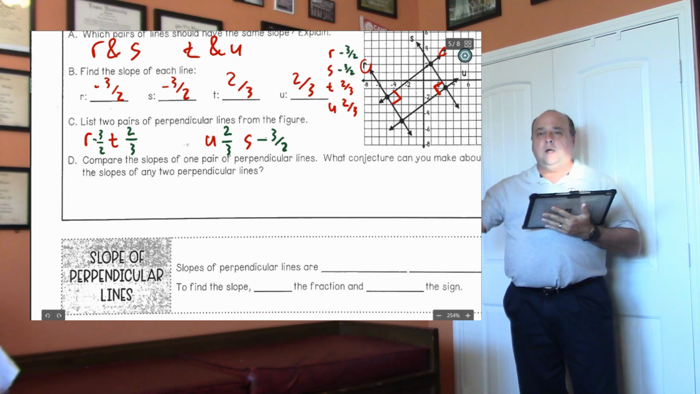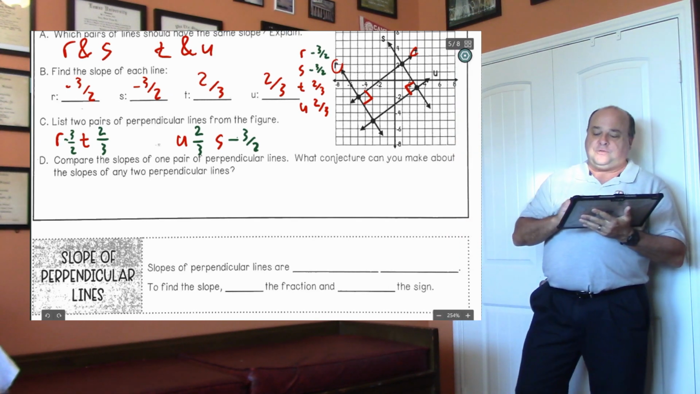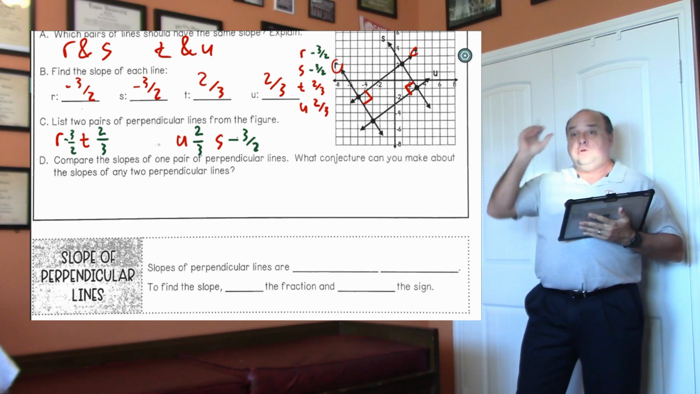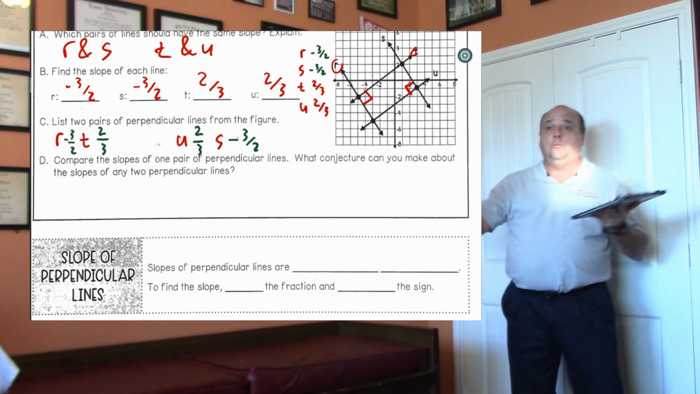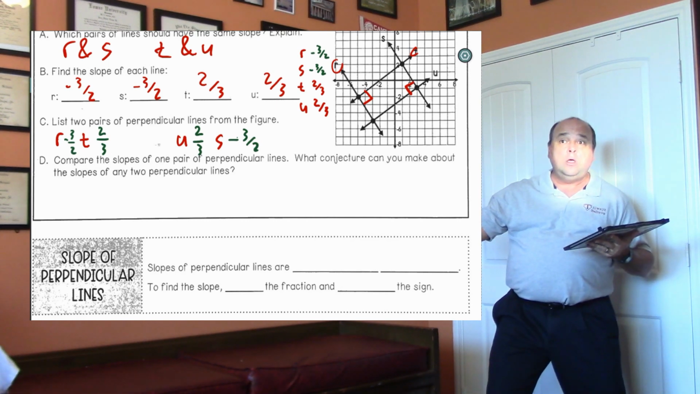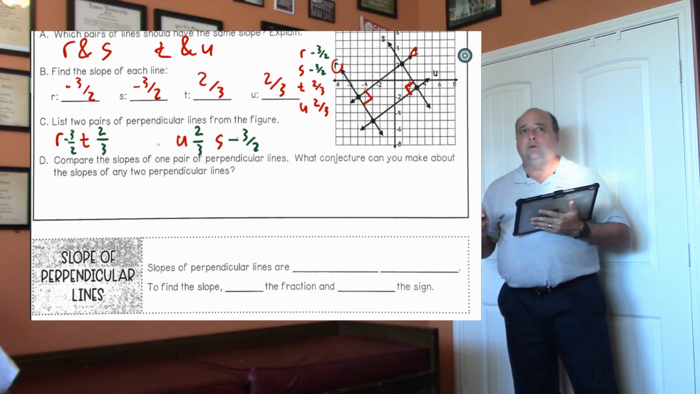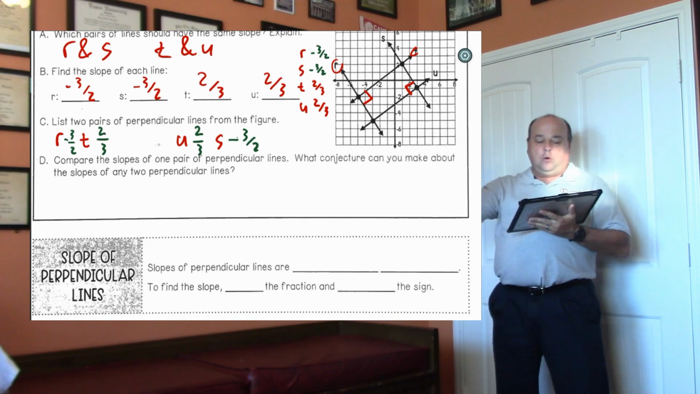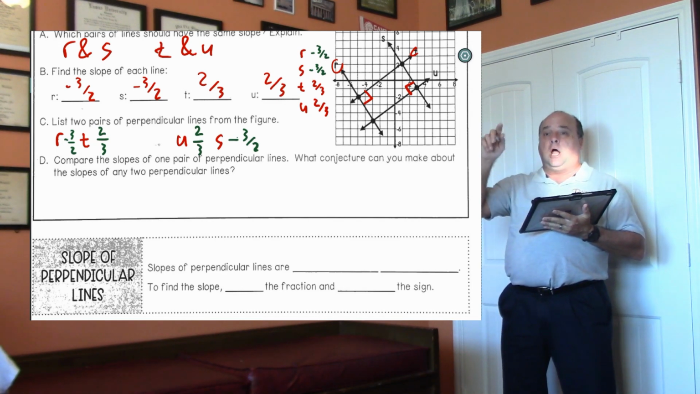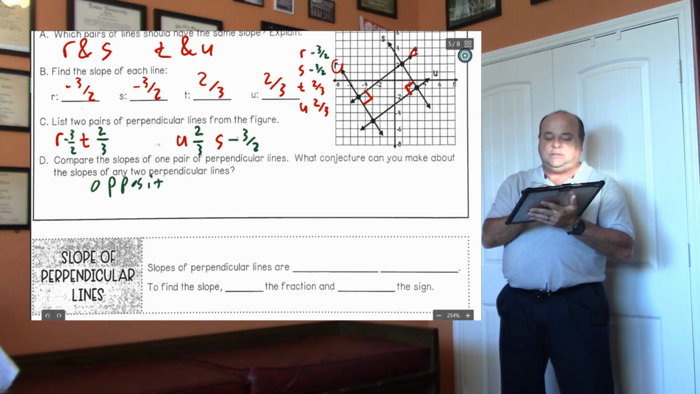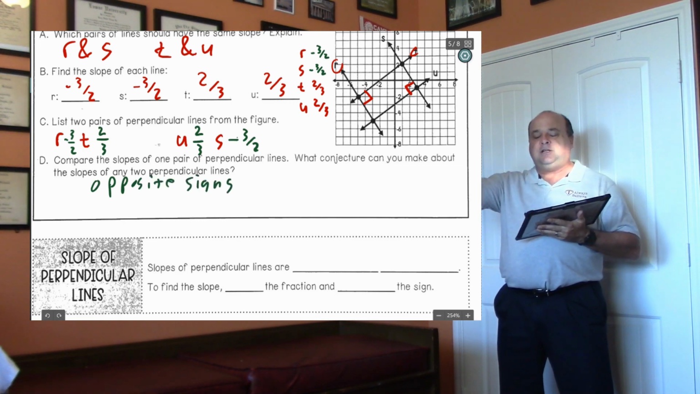Okay? So what conjectures can you make about this? So pause the video, write down what you notice about these slopes. So pause the video now. And now we're going to write down our slopes, okay? So the slopes are opposite signs. One's negative, one's positive. That makes sense because they have to form a 90-degree angle. And the fractions are flipped.